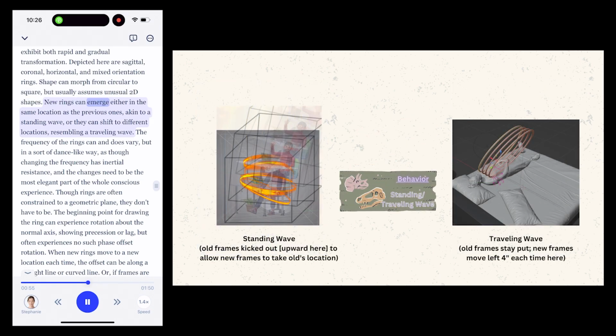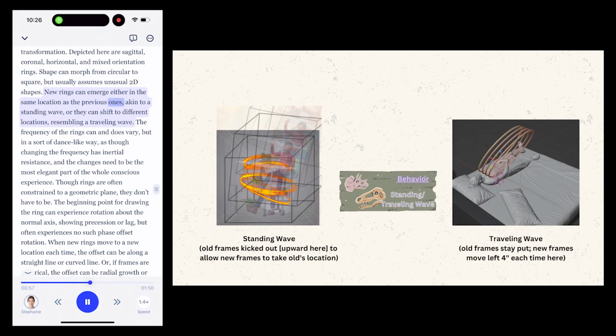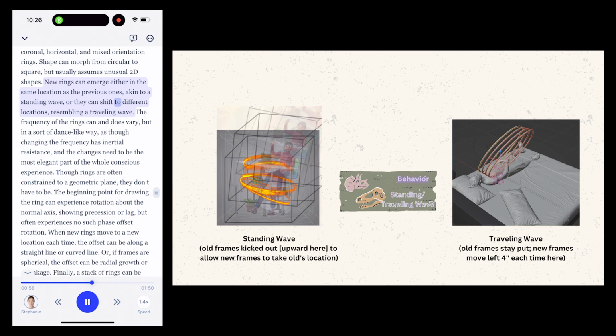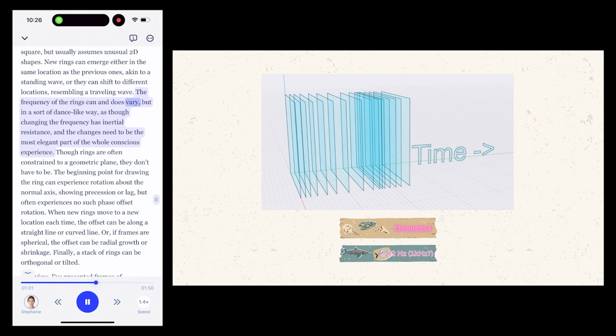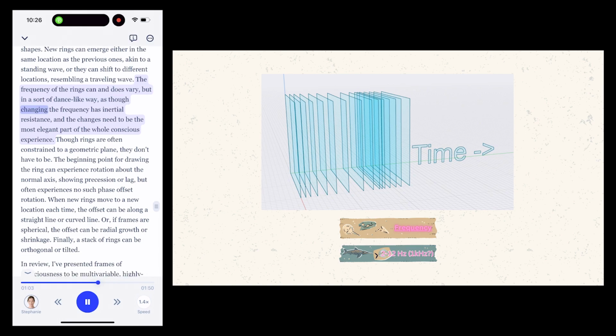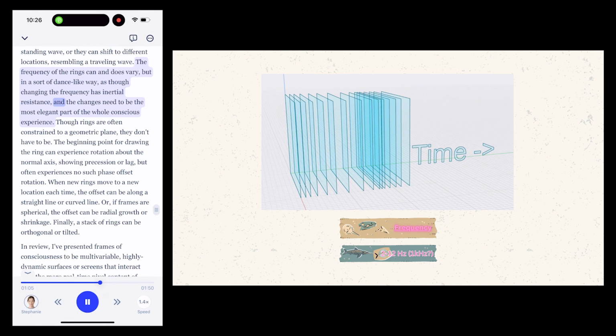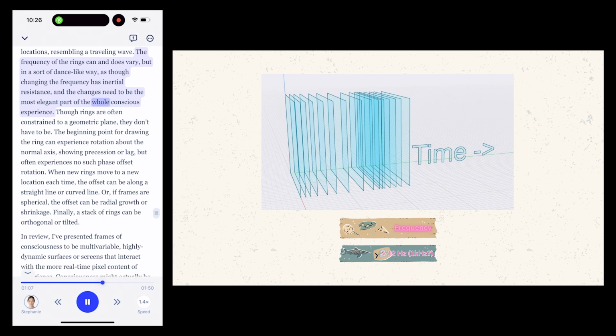New rings can emerge either in the same location as the previous ones, akin to a standing wave, or they can shift to different locations, resembling a traveling wave. The frequency of the rings can and does vary, but in a sort of dance-like way, as though changing the frequency has inertial resistance, and the changes need to be the most elegant part of the whole conscious experience.